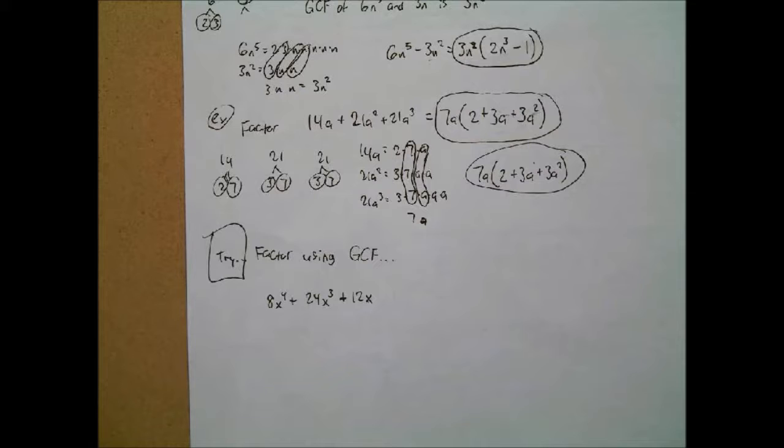Like 2, I can take a 2 out. I can take a 2 out. Can't take a 2 out there. I can take an x out. I can take an x out. Can't take an x out there. So you took out all that you could. That's the greatest common factor in front of you. Okay?